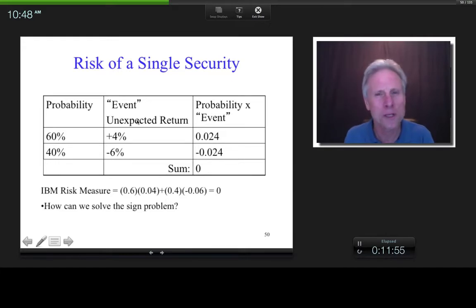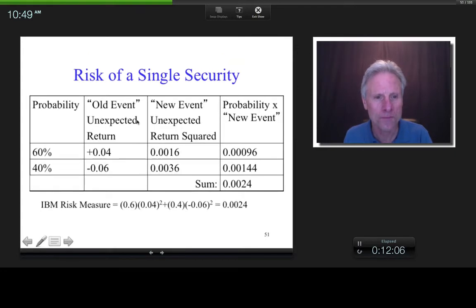And what I'm going to do is go with what has become mainstream, with the various formulas that the real world uses, and I'm going to square it. So here's our old event. Our new event, I'm just going to square these numbers so I don't have the sign problem. So what probability is associated with that 0.0016? 60%, right? What probability is associated with this 0.0036? 40%, right? So what could I apply to these two numbers, if you will, to crush them into one single, quote-unquote, expected number?